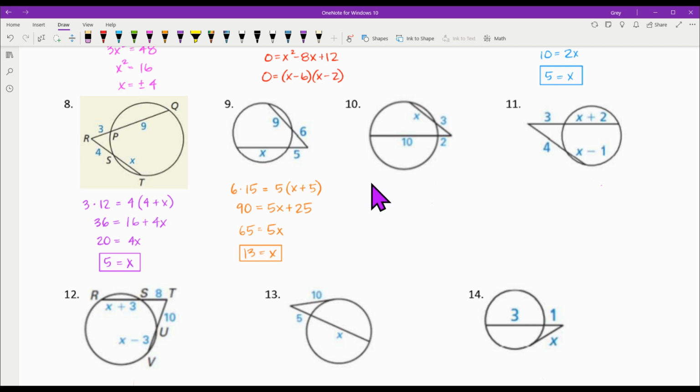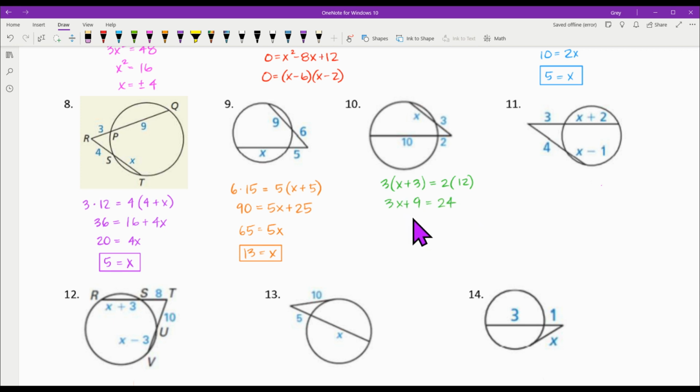So number 10, outside is 3. The whole thing is 3 plus x. x plus 3 does not matter, x plus 3, 3 plus x. Outside on the other one is 2. The whole thing is 2 plus 10, which is 12. So 3x plus 9 equals 24.